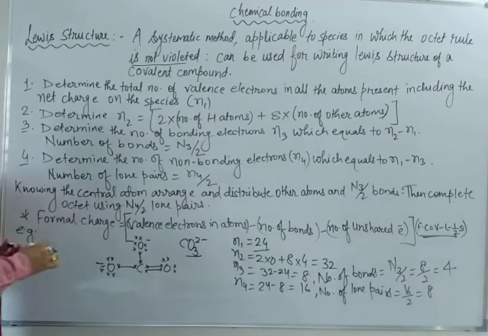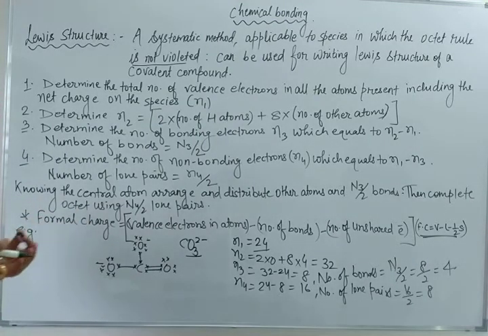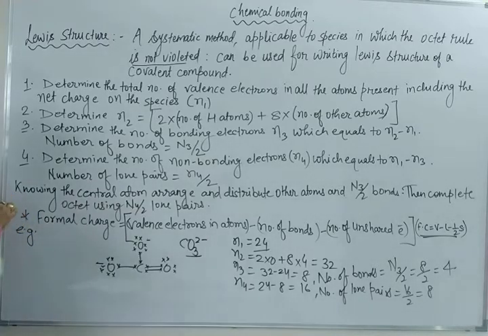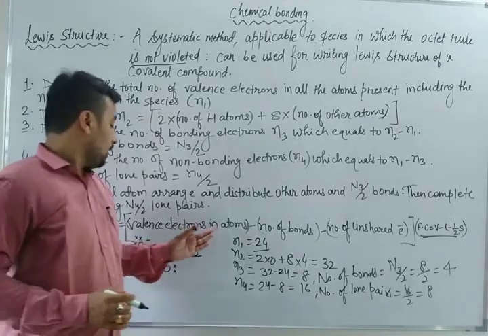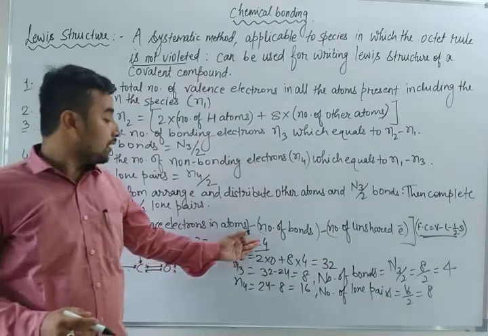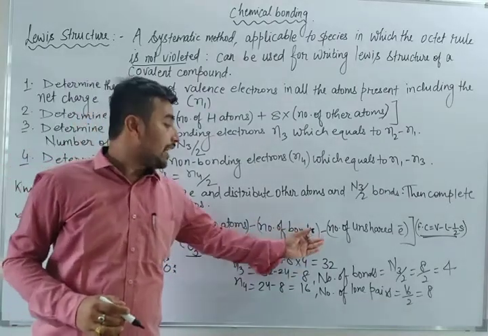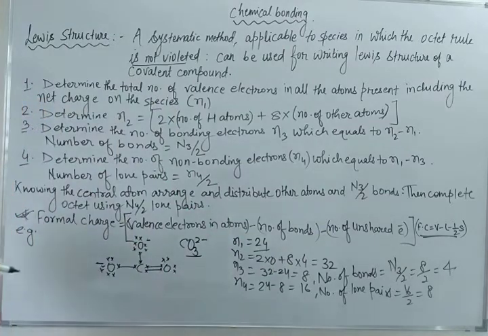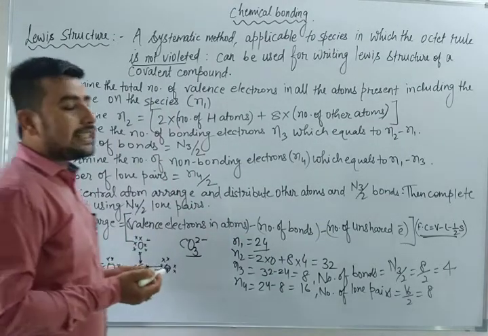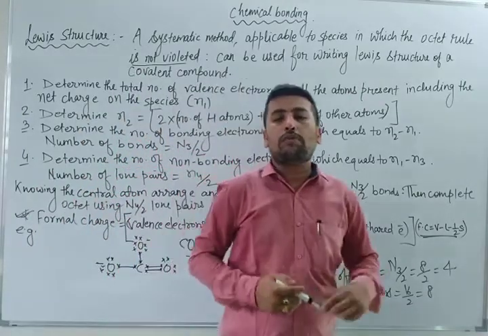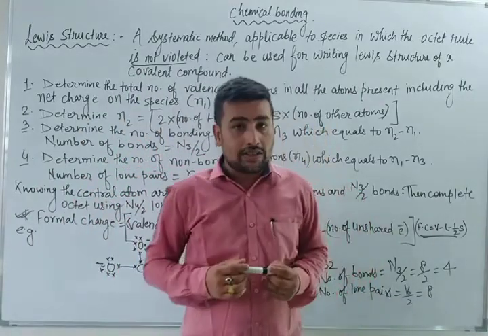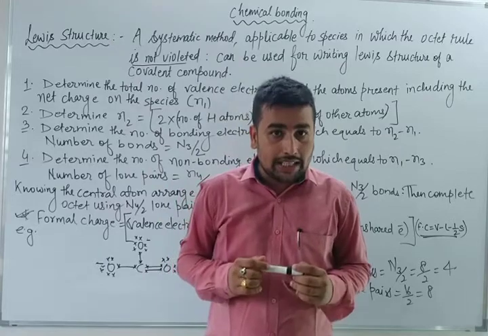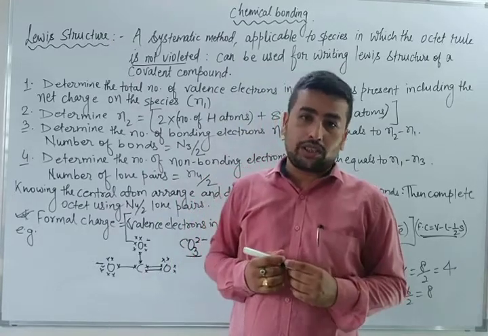Now in this way, if you want to calculate the formal charge, remember the formal charge is equal to valence electrons in atoms minus number of bonds minus number of unshared electrons. Unshared electrons means, as we have already discussed in the previous video, the formal charge formula is valence electrons minus lone pair electrons minus half into shared pair electrons.